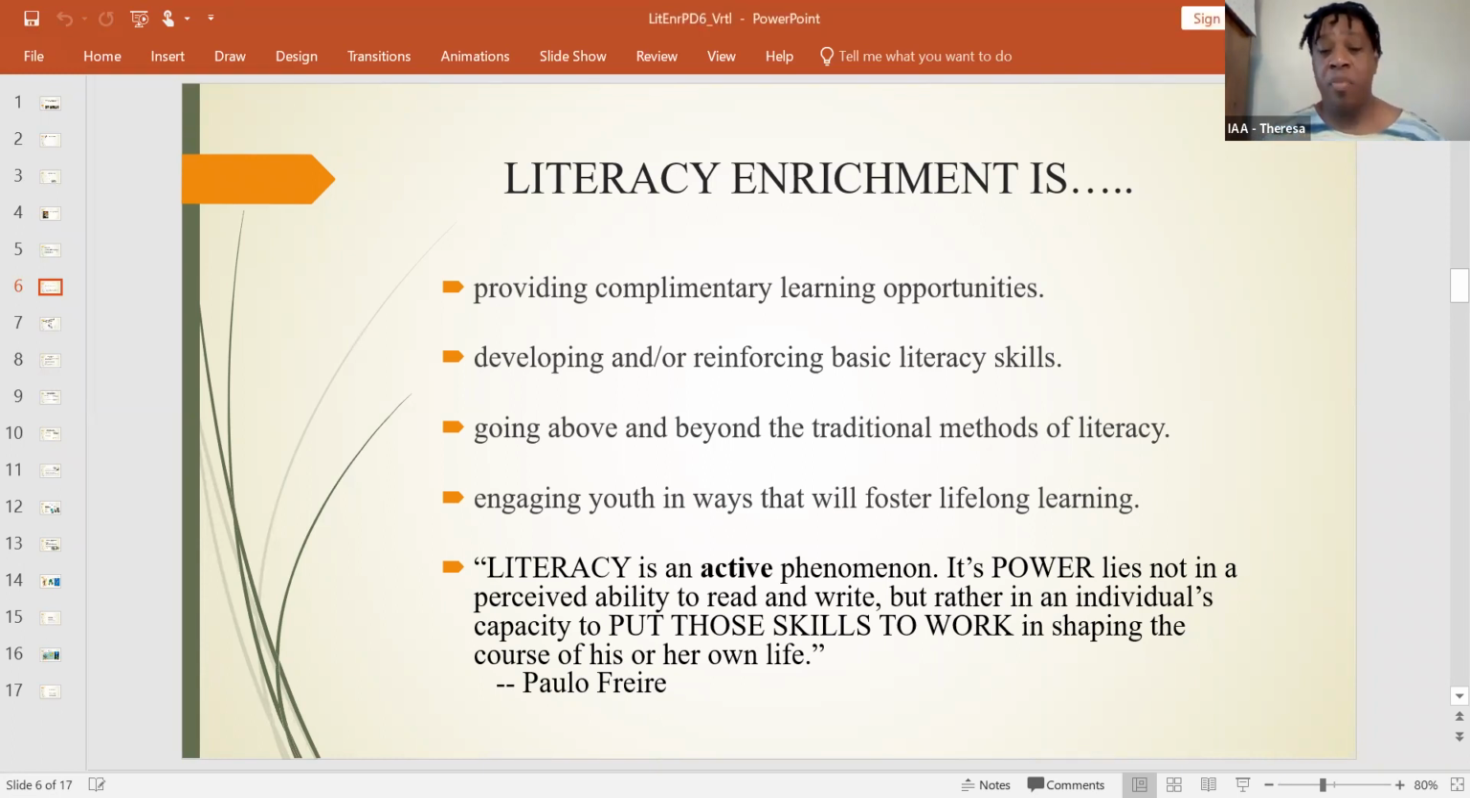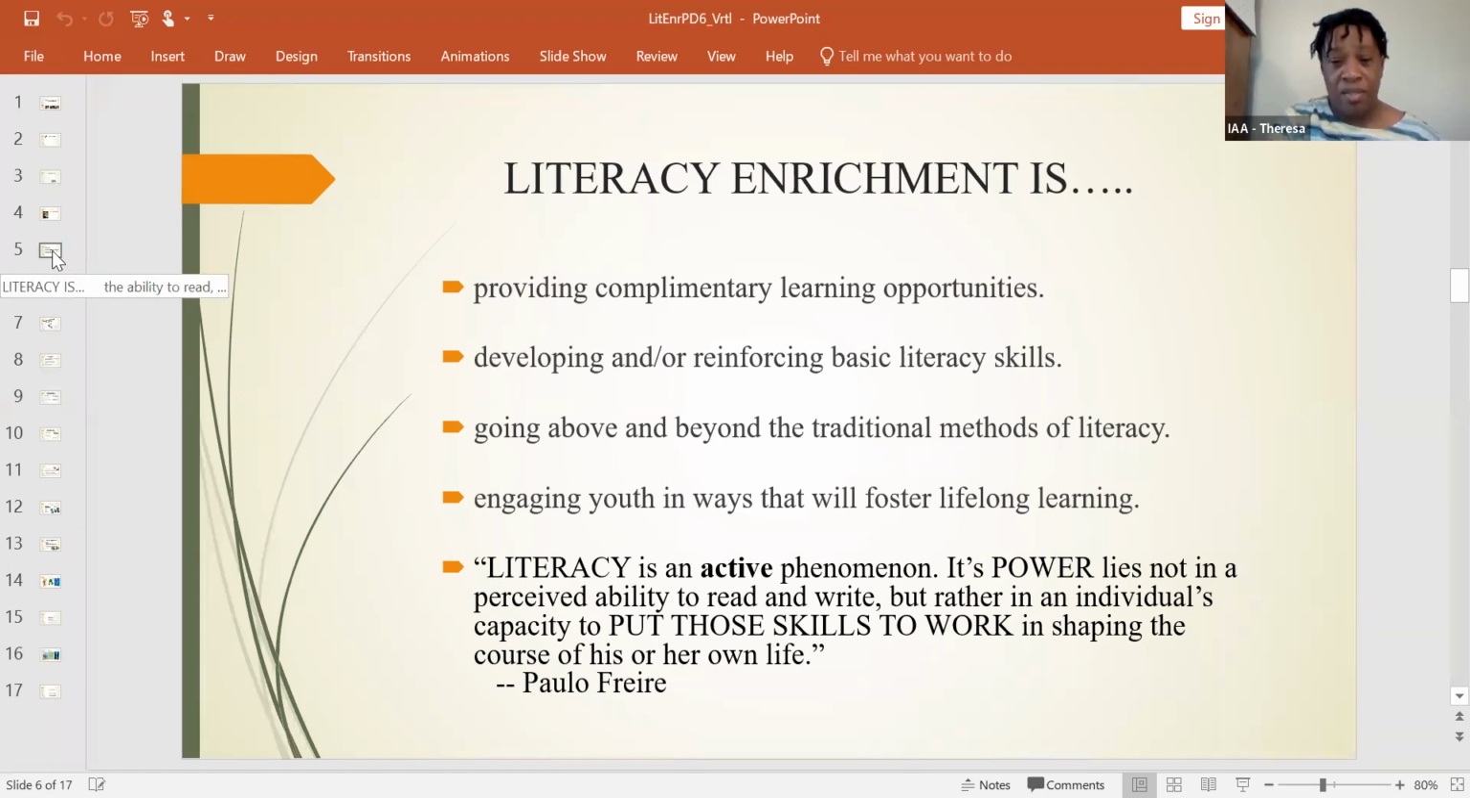Lies not in a perceived ability to read and write, but rather in an individual's capacity to put those skills to work in shaping the course of his or her own life. Right, kind of let that sit for a moment. It's not the ability to read and write, it's whether they're able to take those skills, that knowledge, and shape it to the course of their own life. And this was written way before my time.